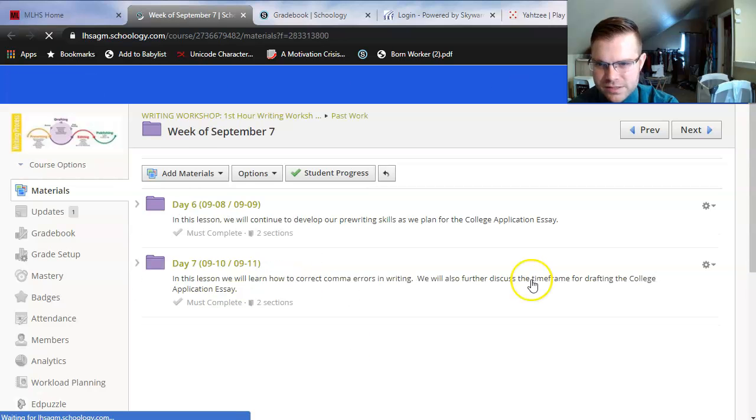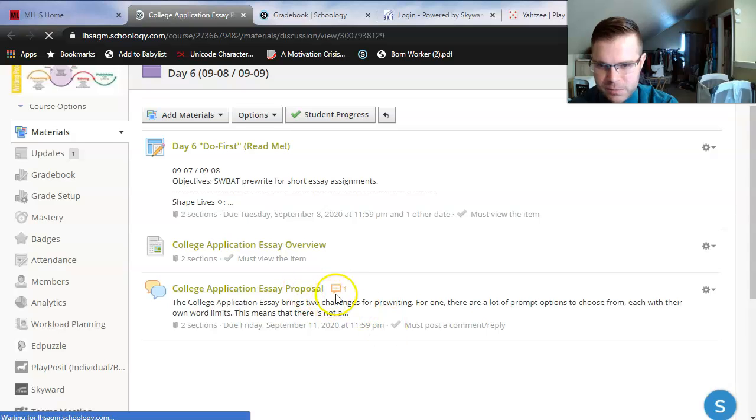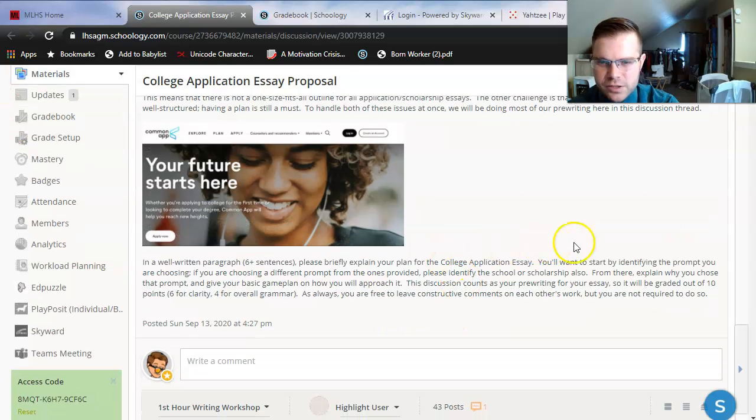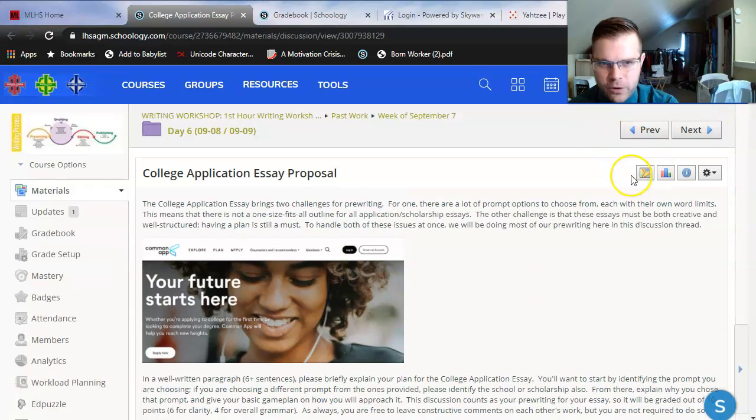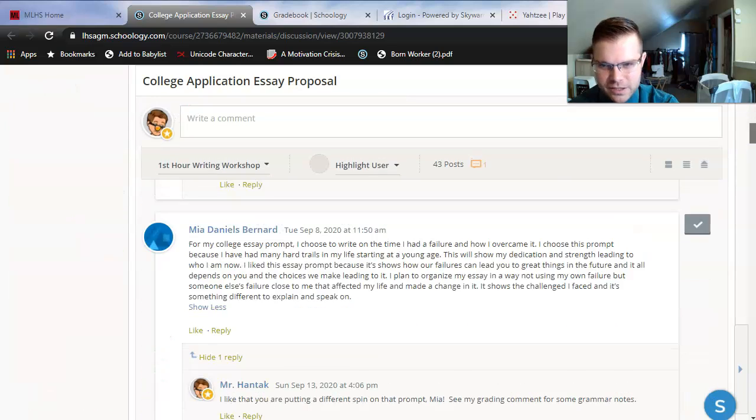Week of September 7th is last week. I think it's in day 6 where we started it. Looks like someone's completed one for me to comment on now. That's awesome. So the way you can find feedback for your own, you'll see a speech bubble in the upper right-hand corner you can click on for my feedback. I've also left just a really basic comment under everyone's.